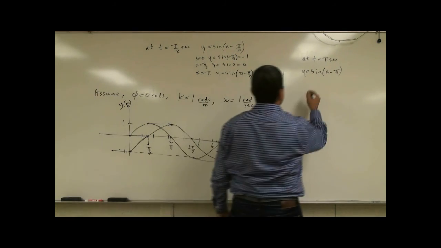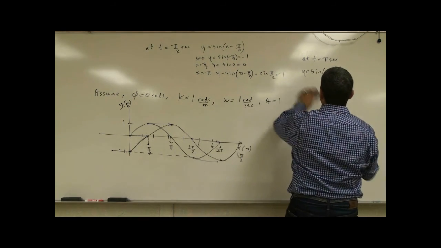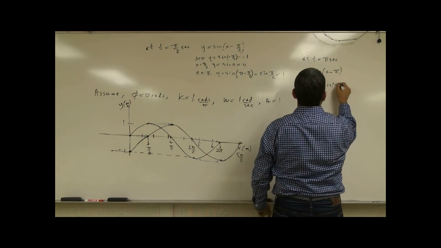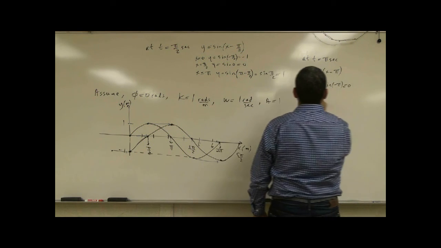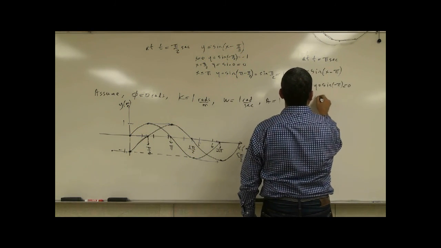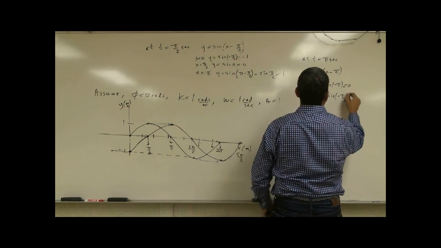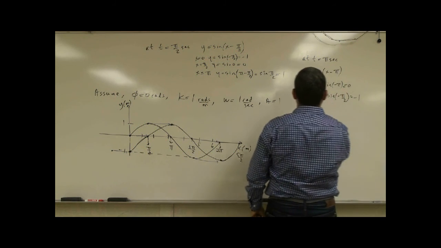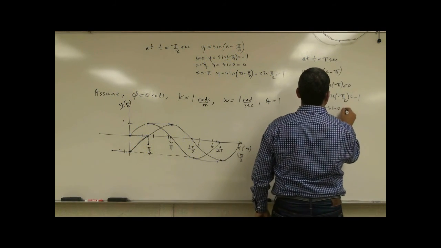So then what's going to happen? When x equals 0, y is going to be sine of negative pi, right? Which is going to be what? 0. When x equals pi over 2, y is going to be sine of negative pi over 2, because I'm putting here pi over 2 minus pi. So that's going to be -1. When x is pi, y is going to be sine of 0, which is 0.